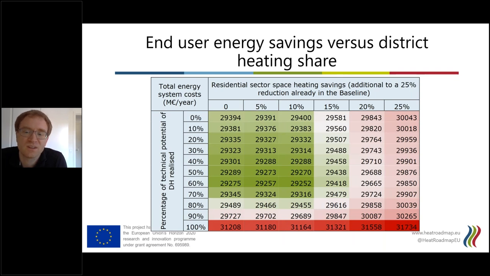The difference is not extreme, you can say, but we also have to remember here that we're only looking at the heating sector. We're not making changes to the transport sector and stuff like that. And that is a huge chunk of the total energy system cost here. So minor differences actually could be quite significant within that sector. Next slide, please.